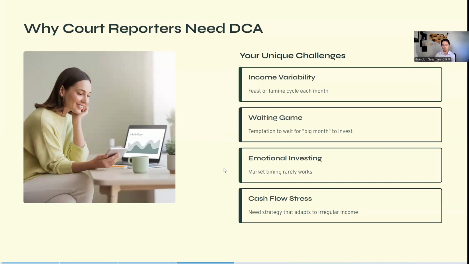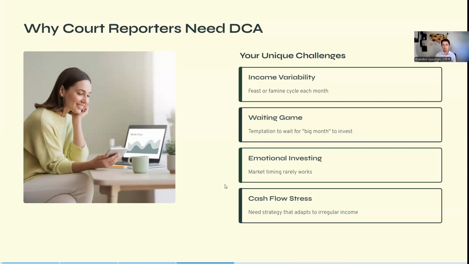It also gets rid of emotional investing for the same reason that these things are just happening automatically. You're not making any changes to your investment strategy. You're adding the same amount every single month. You don't care what's going on in the news. It's not going to change what you're doing in your investments.